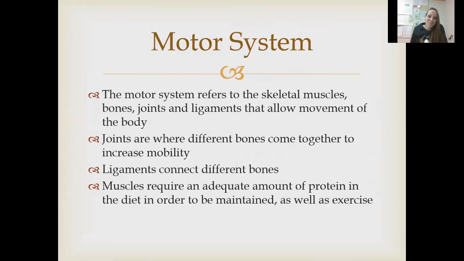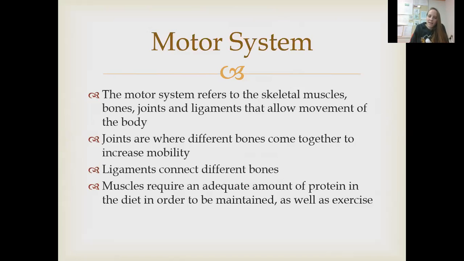Okay, then we get to the motor system, which is just the name for all of the skeletal muscles, your bones, your joints, and ligaments. Anything that allows you to move is part of your motor system. The joints are just the different bones that come together to increase mobility, like your shoulder or your wrist, anything like that. Ligaments then connect different bones, so like your forearm bones connect into your upper arm bones. Those would be done by ligaments.